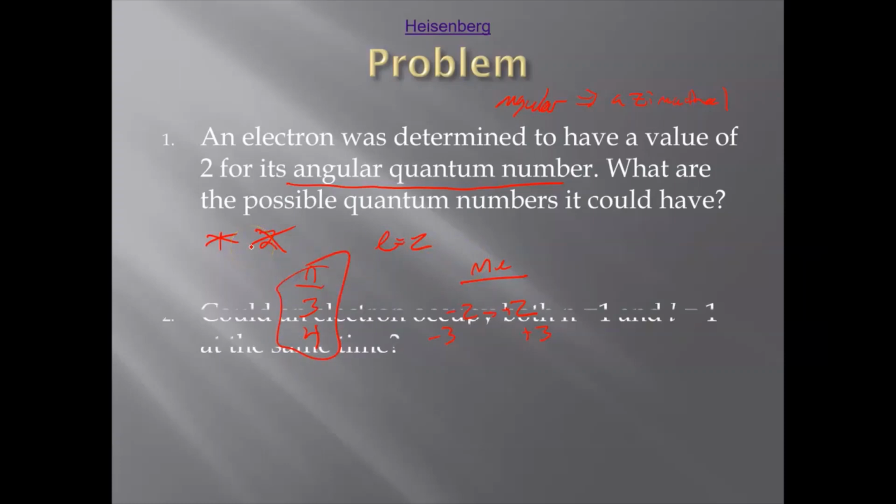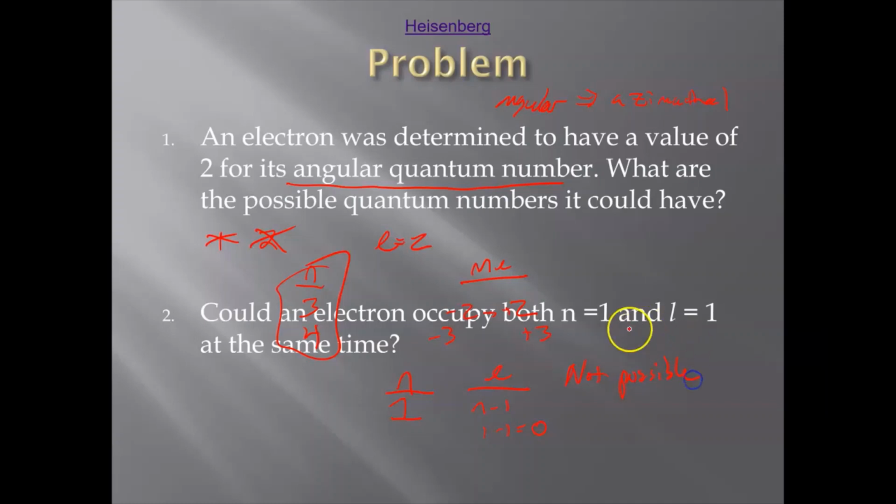All right, so now the next question is, could an electron occupy both N equals 1 and L equals 1 at the same time? Well, let's go back to the fact that we talked about N earlier as being 1, and then your L is always going to be N minus 1. So your L is going to be equal to 0. So no, this is not possible. All right, so it's not possible because of this reasoning.